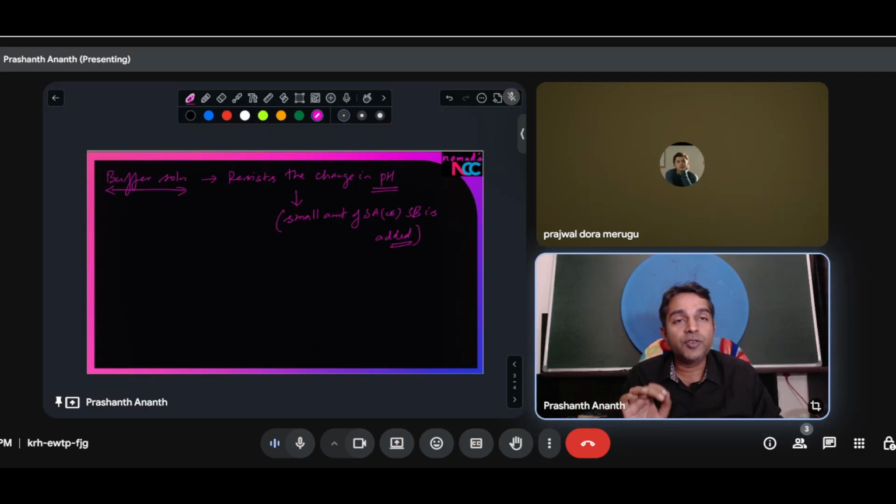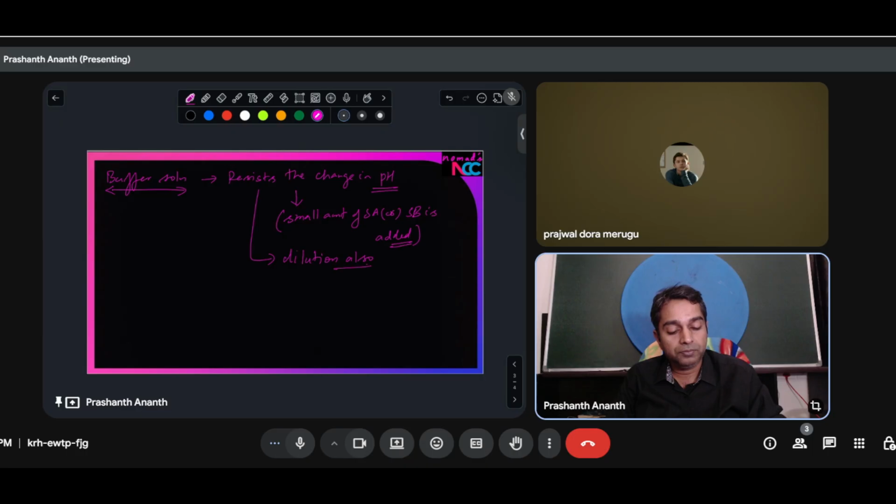So a buffer solution is going to be resisting the change in pH under all conditions actually, but mainly when you're going to be having a small amount of strong acid or a small amount of strong base added to it, because this is going to be the worst possible condition. Of course, dilution also. That is, when you're adding water also, pH should not be changing so much. It should be approximately the same.